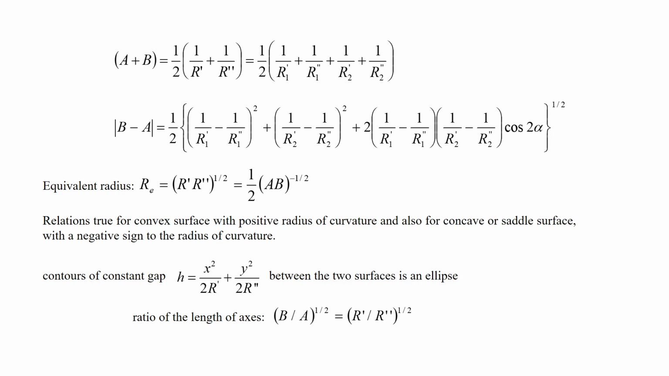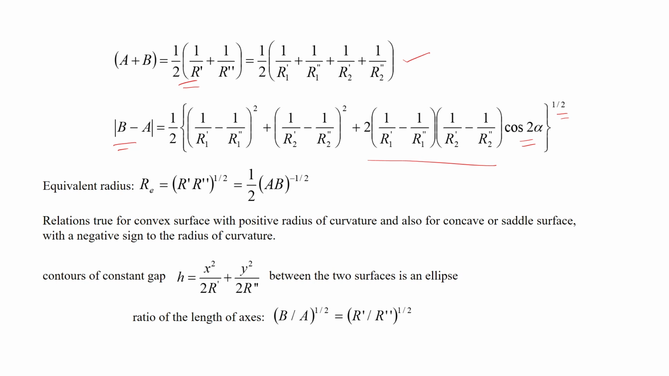So, here a plus b is equal to 1 by 2 r dash plus 1 by 2 r double dash, and that can be written as something like this. Relations can be derived, and this has been derived, I am not going to go into that. And then b minus a can be written like this: 1 by r1 dash minus 1 by r1 double dash, whole square, plus 1 by r2 dash minus 1 by r2 double dash, whole square, and then this particular term with cos 2 alpha and the square root term, like that. So, this has to be positive, therefore the absolute value of b minus a needs to be considered.